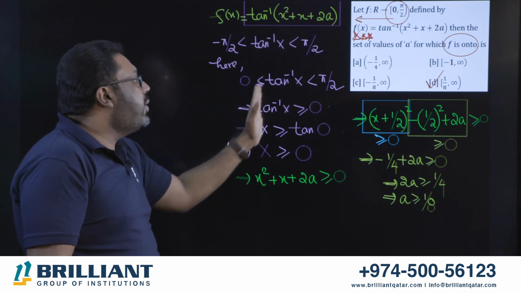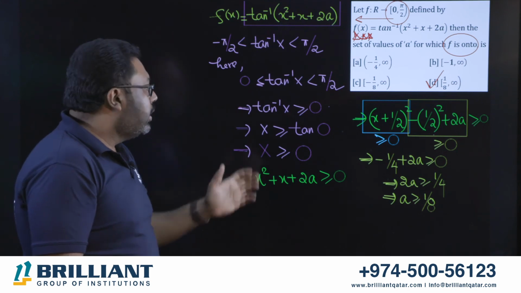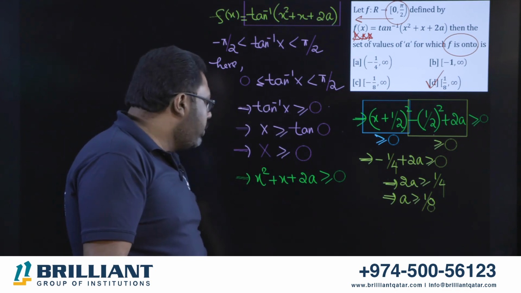So I understood that tan inverse x should be greater than or equal to 0. Okay. So very clearly the answer is done. Now let's go for the next question.